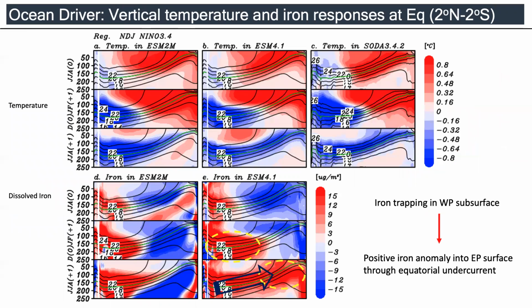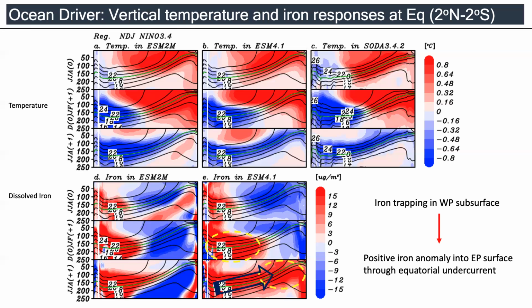Firstly, we assessed oceanic drivers in iron transport from the western Pacific and its delivery through the Equatorial Undercurrent. Top panels show the ENSO regressed temperature anomalies. When El Niño happens, a downwelling Kelvin wave deepens the thermocline. After that, discharging of the sea surface height can lead the decaying El Niño to La Niña states. However, the previous generation ESM2M shows slower ENSO decay that remains warm in SST compared to ESM4.1.